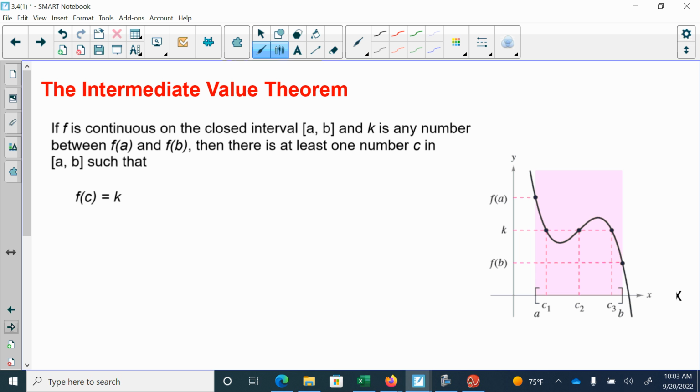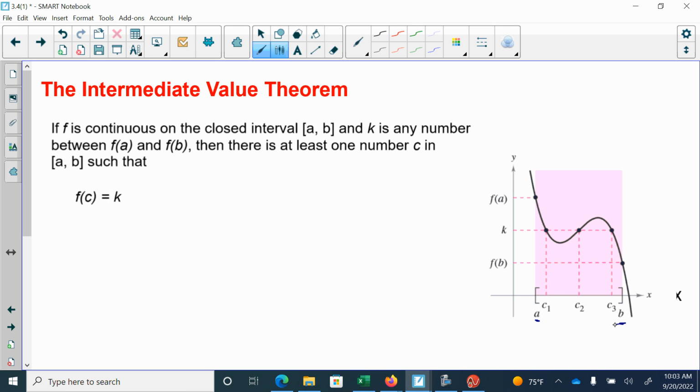So that is an example of what's called the intermediate value theorem, and we use the intermediate value theorem a whole lot, but most of the time we use it to find our zeros. What it's saying is that if you're in a closed interval from A to B, and it's continuous from A to B, then I can make the assumption that I hit every value between f of A and f of B. That's what the intermediate value theorem says.